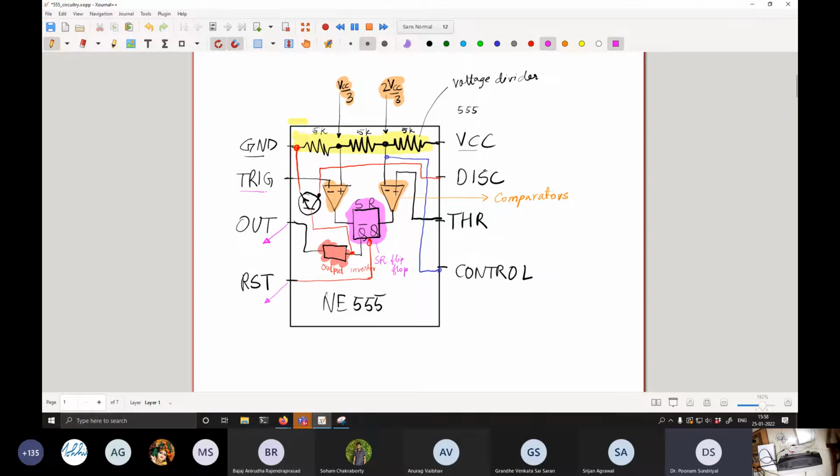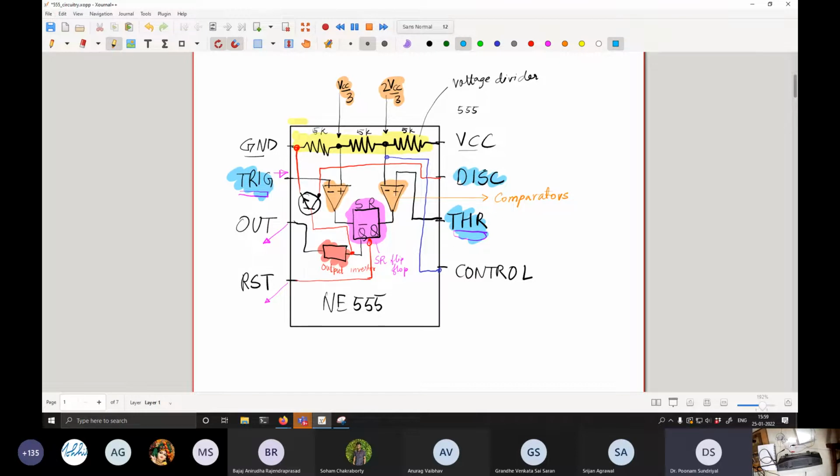You have the trigger pin, which acts as an input to one of the legs of one of the comparators. And the threshold pin is one of the inputs to the other comparator. So the trigger and the threshold are the inputs, and the discharge pin is also a kind of input. So these blue things are the inputs.